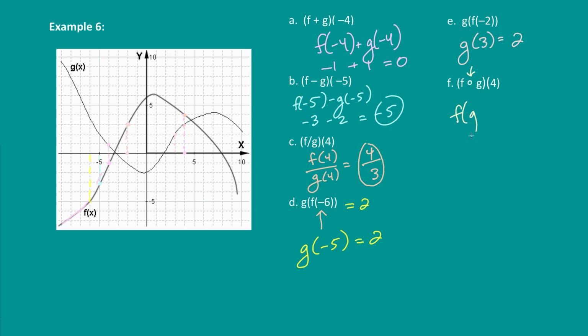So this is f of g of 4. Go to your g of 4. So you go to 4. Your g value at that point is 3. So that's going to be f of 3. And f at 3 is going to be, say, 4.7. So that's how we end up doing all of those guys. That's how we do all our operations with functions. And that's how we analyze graphs.